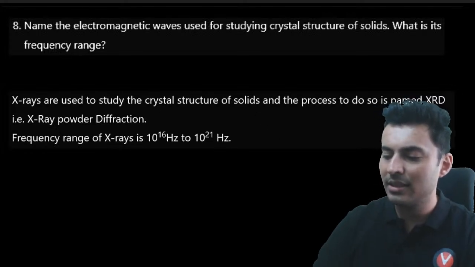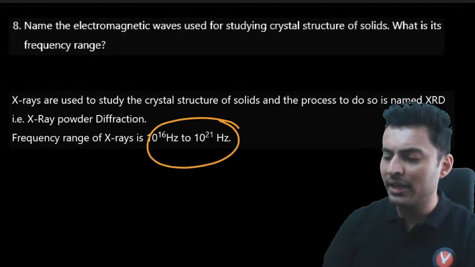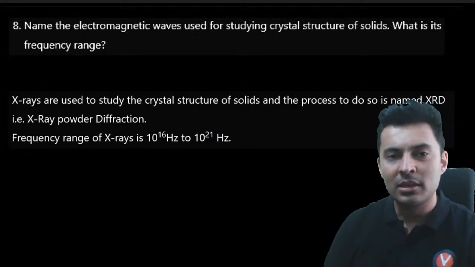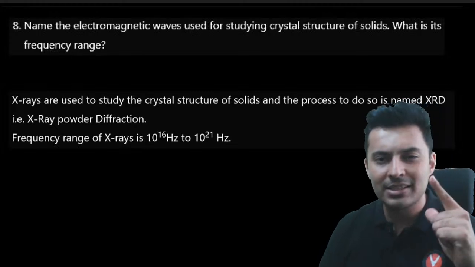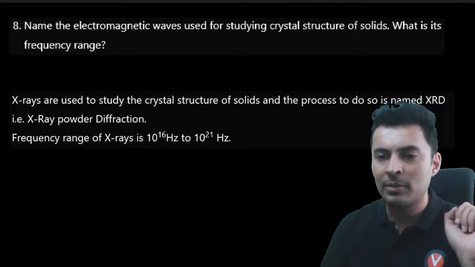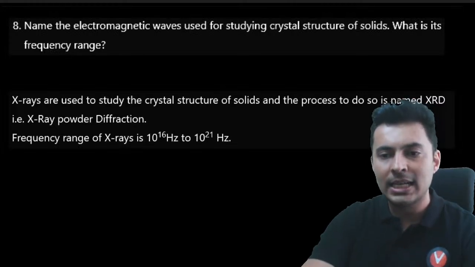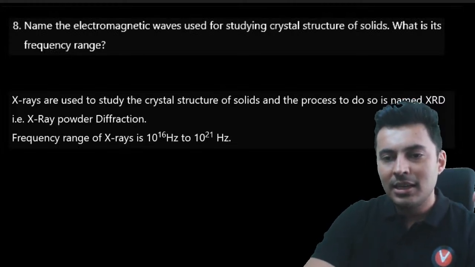Should you remember this? I think it is better to remember it. Or else, if you know the wavelength, you can calculate the frequency. Either remember wavelength or remember frequency, because C is F lambda. Accordingly, you can get the other thing. Is that clear? JEE cracked.